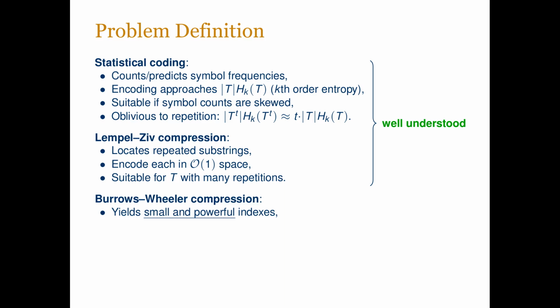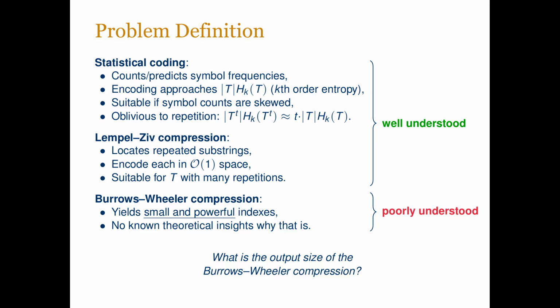BWT compression, on the other hand, is known to produce indexes that can answer powerful queries and at the same time are very small in practice. Very little, however, is understood about what is the reason these indexes are so small. In contrast to the other two methods, BWT compression is thus relatively poorly understood. We thus ask the question, what is the output size of the Burrows-Wheeler compression?